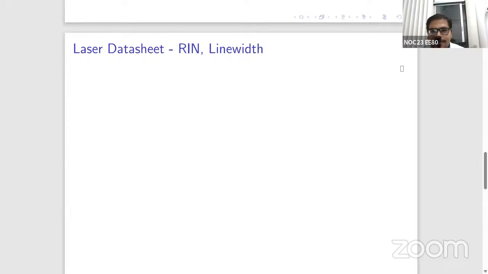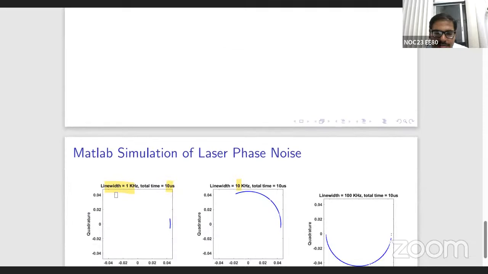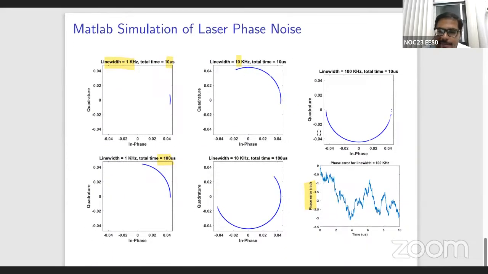Now, the simulations are all being done on MATLAB. So we simulate frame by frame. We assume that these are the electric field values for this much time period that we want to simulate, and then we go ahead and simulate how it would change. Okay. So the simulator used for these plots is all MATLAB.